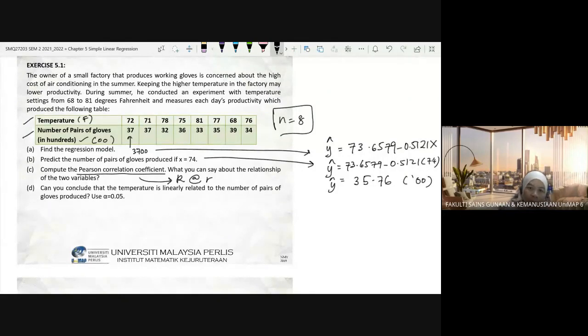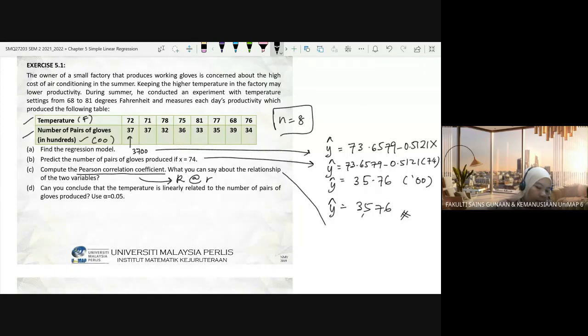So since this is in hundreds, be careful with your answer. If it is in hundreds, make sure your answer is also in hundreds. So if I were to make it in hundreds, Y hat would be equal to 3576. So that would be your number of gloves produced if the temperature is equal to 74 degrees Fahrenheit. So this will be your final answer.